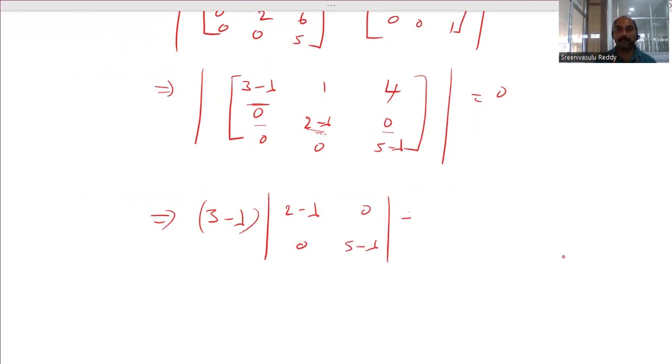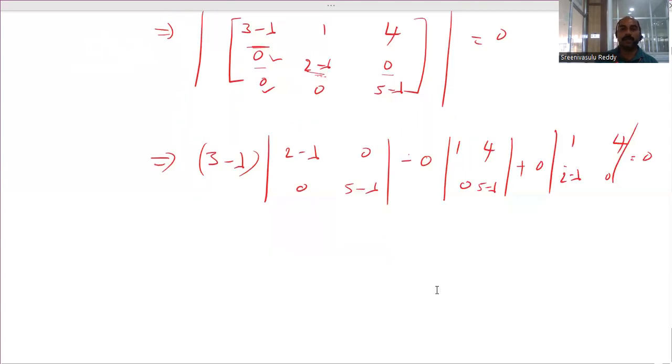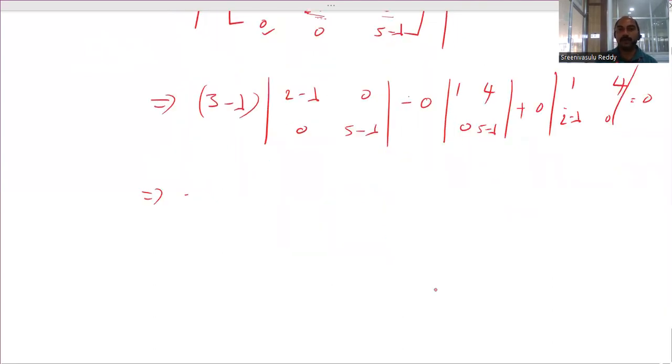Or first column. Remove this row and corresponding column. We get 1, 4, 0, 5 minus lambda, plus, removing the last row and the first column, we get 1, 4, 2 minus lambda, 6 equal to 0. Now what about this determinant value? The last two terms are zeros. Here (3 minus lambda)(2 minus lambda)(5 minus lambda) equal to 0.